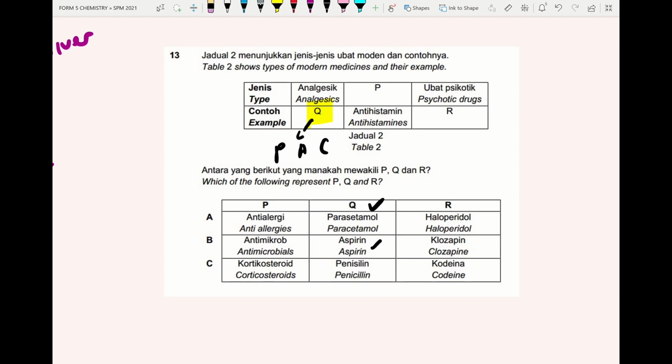Histamine, antihistamine. All right. Antihistamine will be under anti-allergic. So that will be P will be anti-allergic. And the psychotropic medicine. Please remember haloperidol, clozapine, and also chlorpromazine. All right, so that will be haloperidol. So answer will be A.